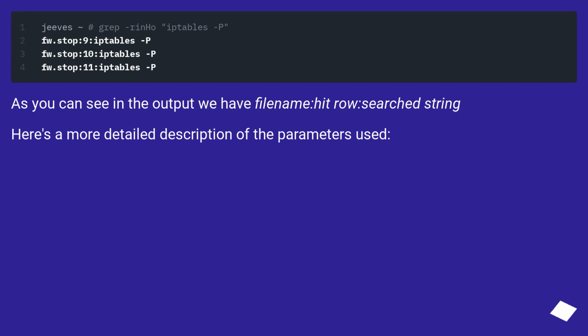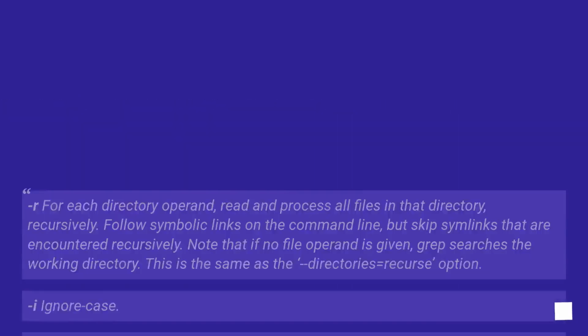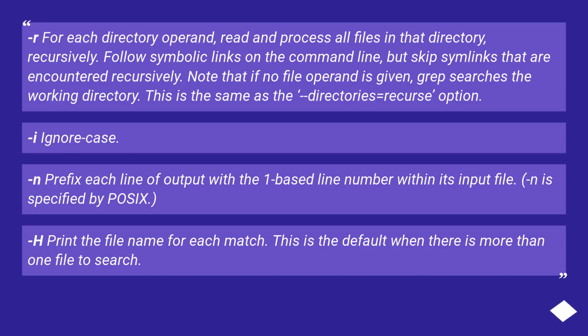Here's a more detailed description of the parameters used. -r: for each directory operand, read and process all files in that directory, recursively. Follow symbolic links on the command line, but skip symlinks that are encountered recursively. Note that if no file operand is given, grep searches the working directory. This is the same as the --directories=recurse option.